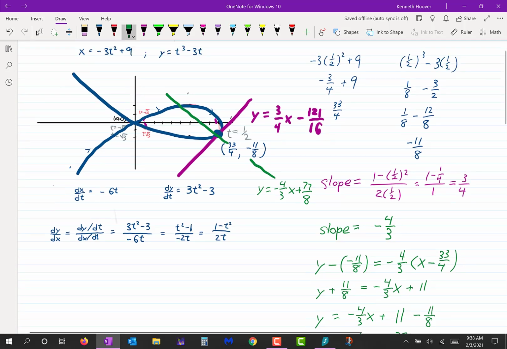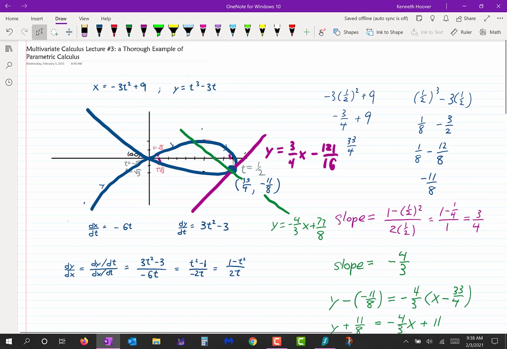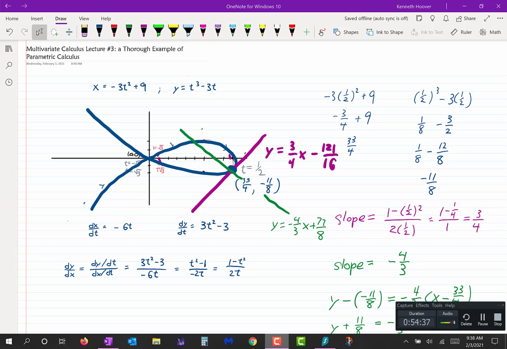Okay, so that was a long lecture, but we were able to go through everything that we've learned so far and apply it to that one curve. So you see, you should be able to find all sorts of stuff about a curve.